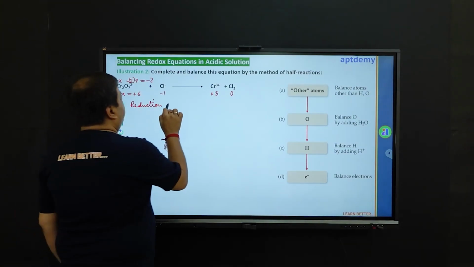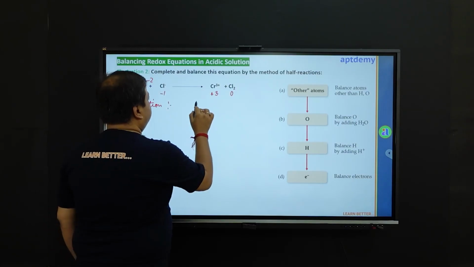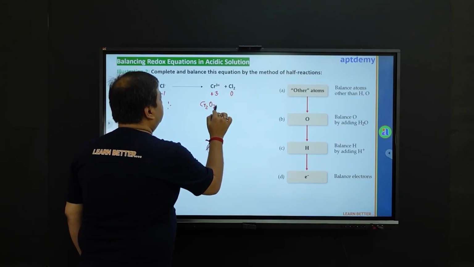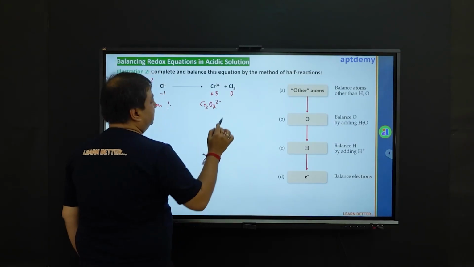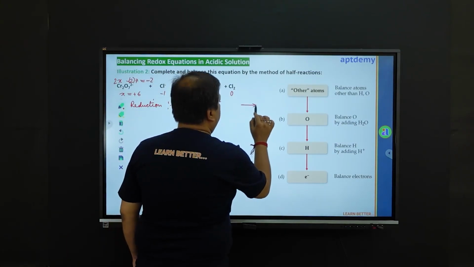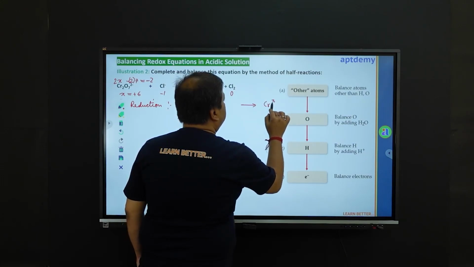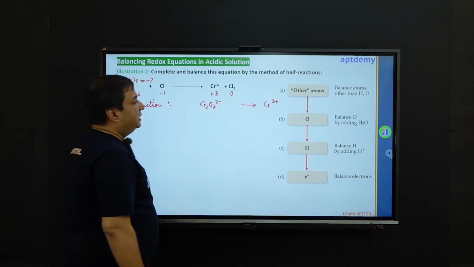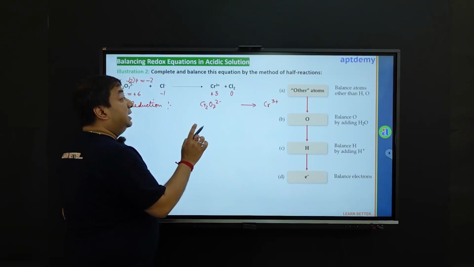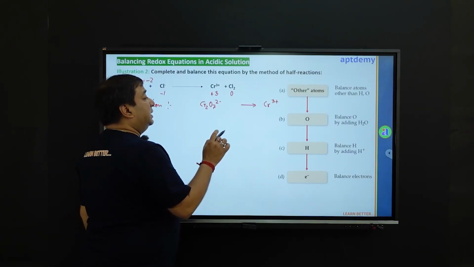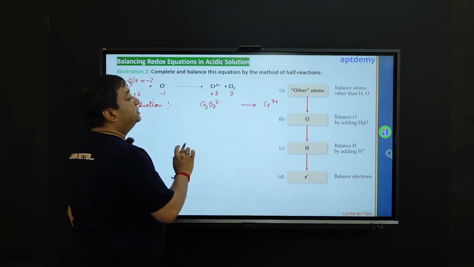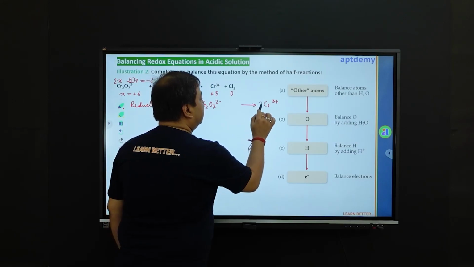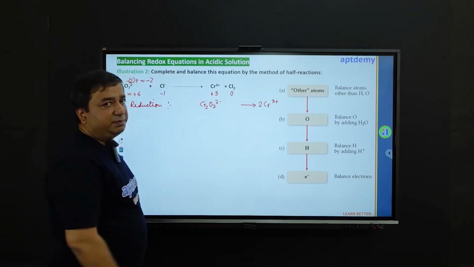Okay, so we say the reduction half equation is going to be Cr2O7 2 minus arrow Cr3 plus. Now the rules that we have studied, in that we had to balance atoms other than hydrogen and oxygen first. So here there are 2 chromium, so we will say Cr3 plus should be multiplied with 2.